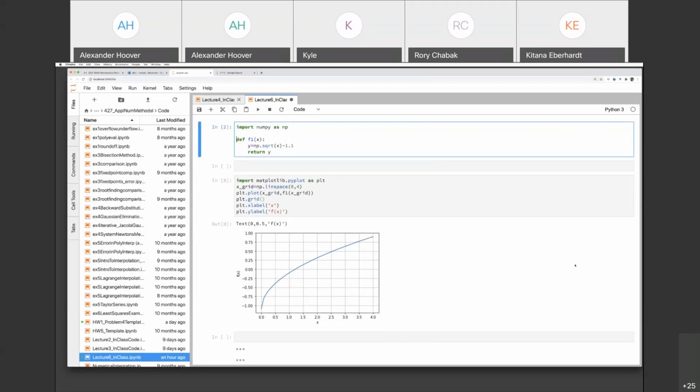Okay? So I think I've already gone about how we define a function, but here I have a function where we have an input of an x, right? This is the value we're evaluating our function at. And then I'm returning a y, which is just the function value itself. So the square root of x, so np dot square root of x minus 1.1. And I will post this code online, right? Okay.